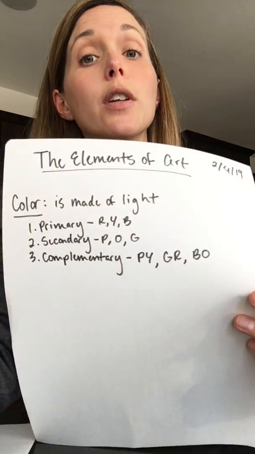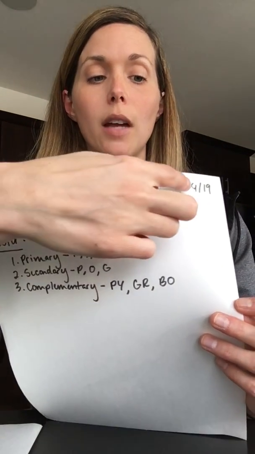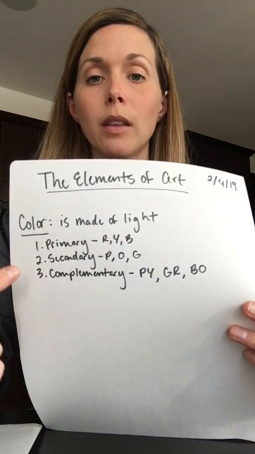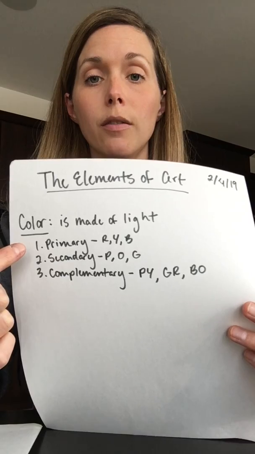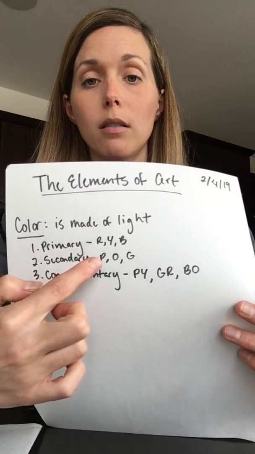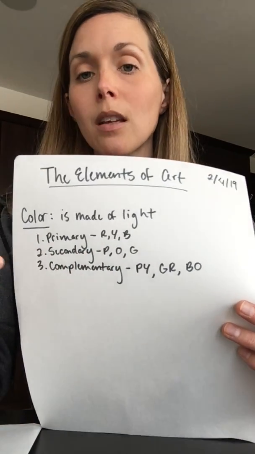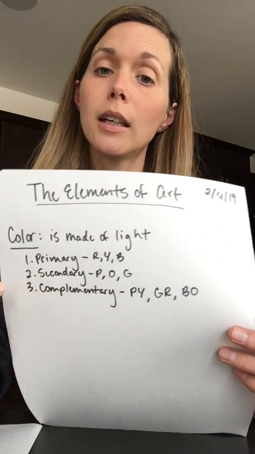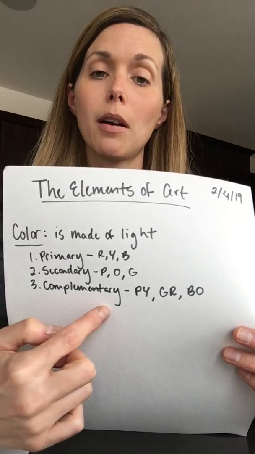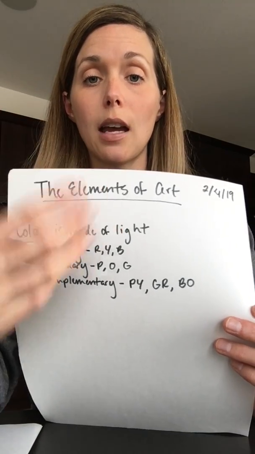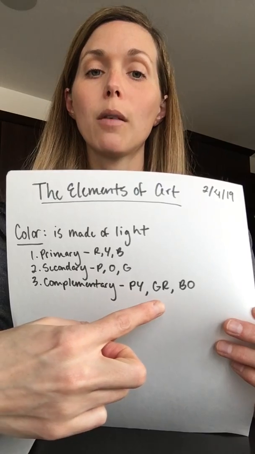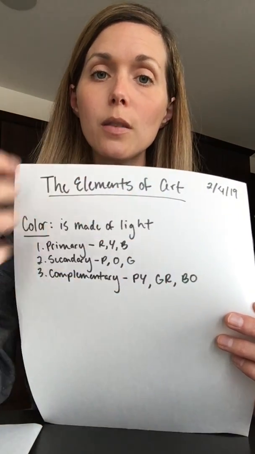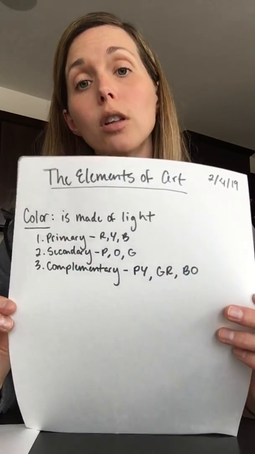Like I said in the first video, you've got your title, the elements of art, and the date. And then you have our first element. Color is made of light. 1, 2, 3. The first category we talked about was primary: red, yellow, blue. I just abbreviated. The second category is secondary: purple, orange, and green. And the third category, complementary, are those 3 color sets: purple and yellow, green and red, and blue and orange. It doesn't really matter what order you put them in, okay? So this is what your definitions page should look like right now.